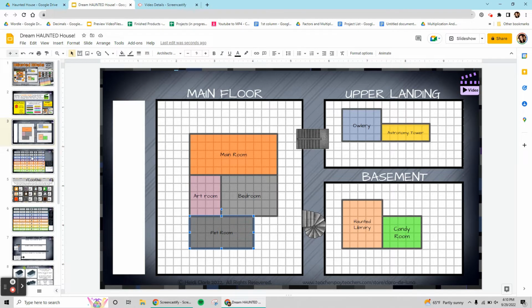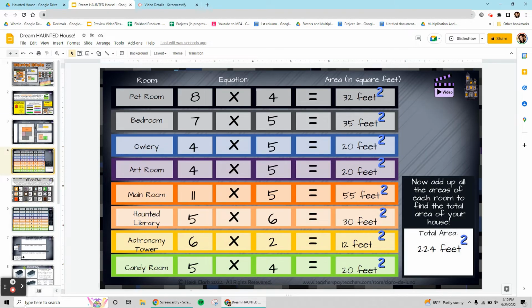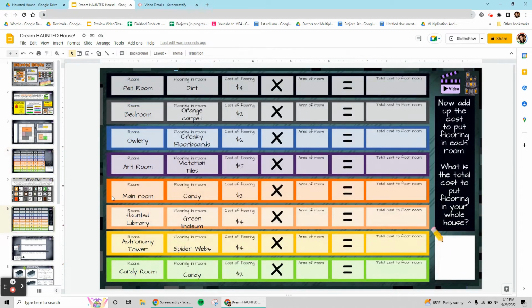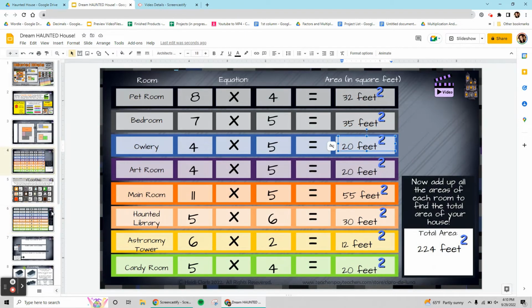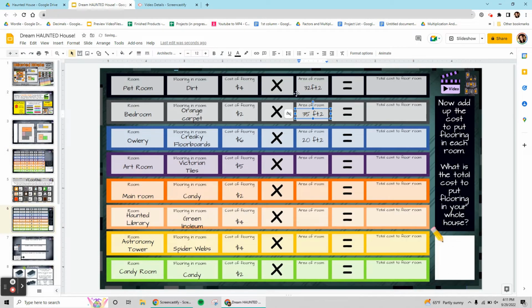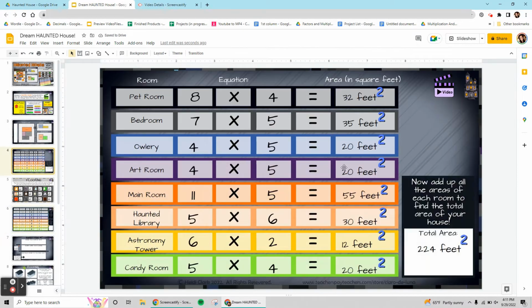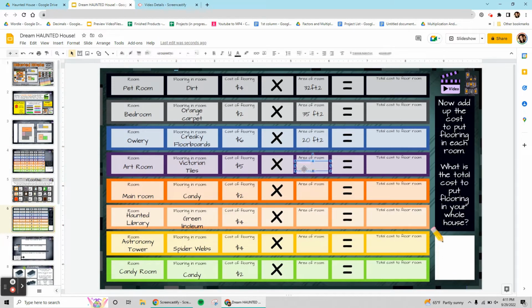Well, you already did that math. You wrote it down here. So if you kept the order the same, this might be a good way to check. Pet room, bedroom, Owlery, art room, check that it's in the same order. It's going to be really easy to write this over. So you could just go, okay, 32, 35, 20, and then just type it in. 32, 35, 20. Then I have a 20, 55, 30. 20.